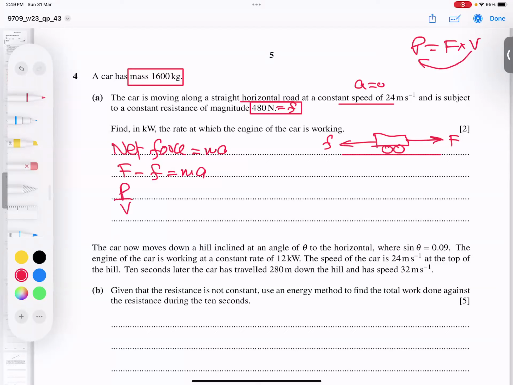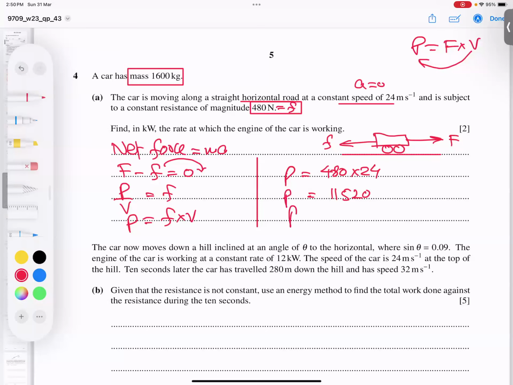And if I find it, the friction force is 480 times velocity 24. And our answer, if you multiply, is coming 11520. If you divide by 1,000, power becomes 11.52 kilowatt.